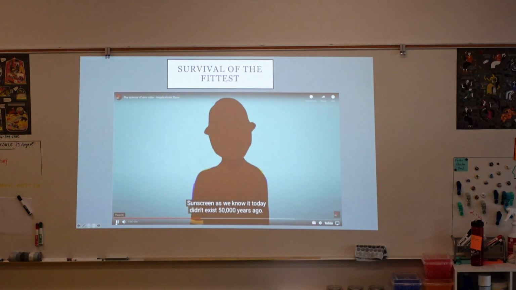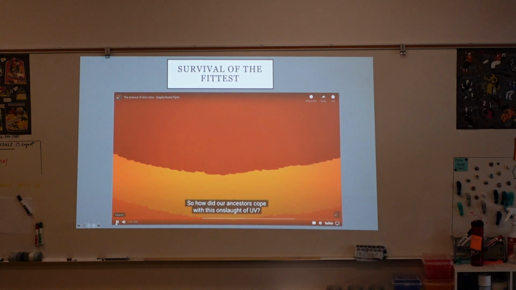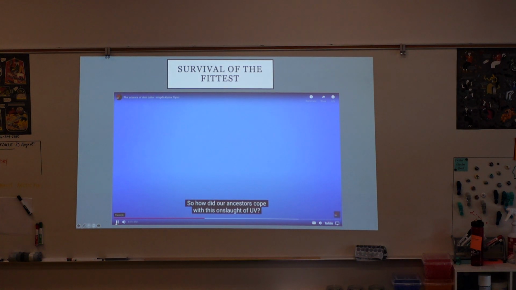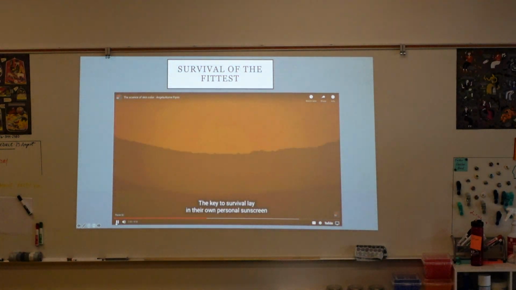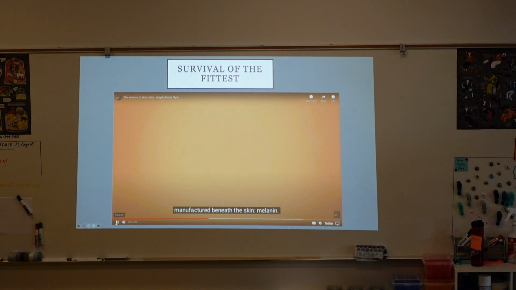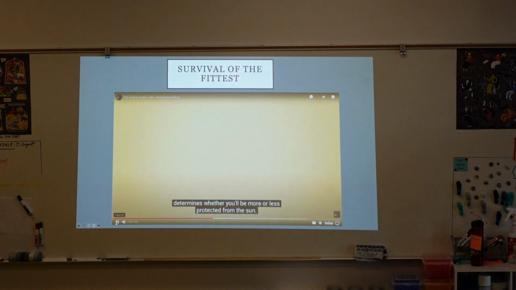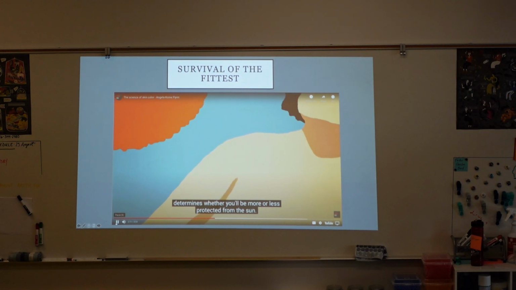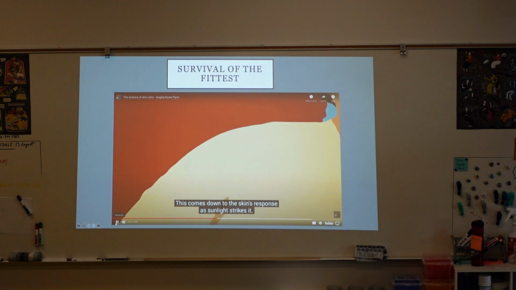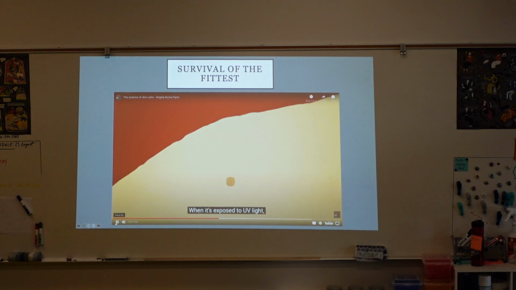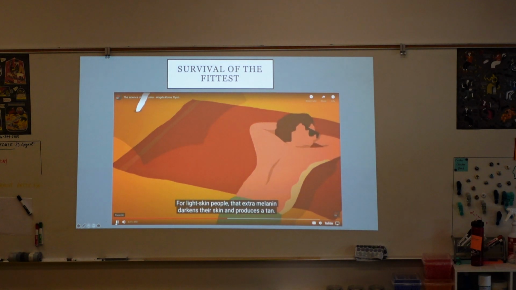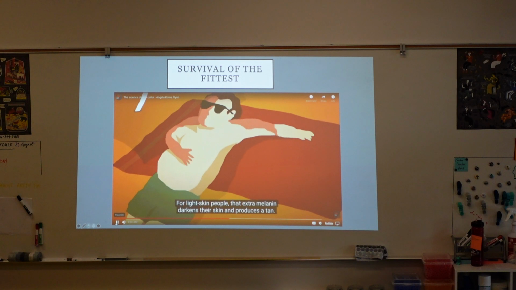They didn't exist 50,000 years ago. So how did our ancestors cope with this onslaught of UV? The key to survival lay in their own personal sunscreen, manufactured beneath the skin, melanin. The type and amount of melanin in your skin determines whether you'll be more or less protected from the sun. This comes down to the skin's response as sunlight strikes it. When it's exposed to UV light, that triggers special light-sensitive receptors called rhodopsin, which stimulate the production of melanin to shield cells from damage. For light-skinned people, the extra melanin darkens their skin and produces a tan.